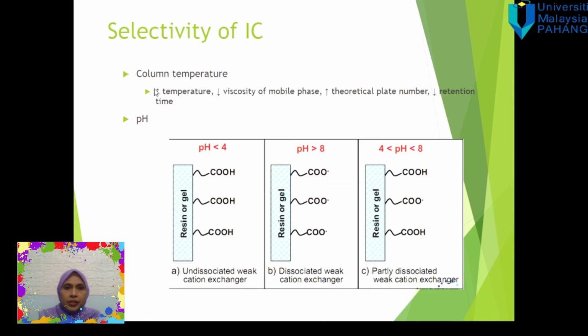And column temperature: the higher the temperature, the lower the viscosity of the mobile phase, so there are more theoretical plate numbers and a lower retention time. The last factor is pH. When the pH is lower than 4, it is an undissociated weak cation exchanger. At pH more than 8, it is a dissociated weak cation exchanger, and pH in between is a partially dissociated weak cation exchanger.